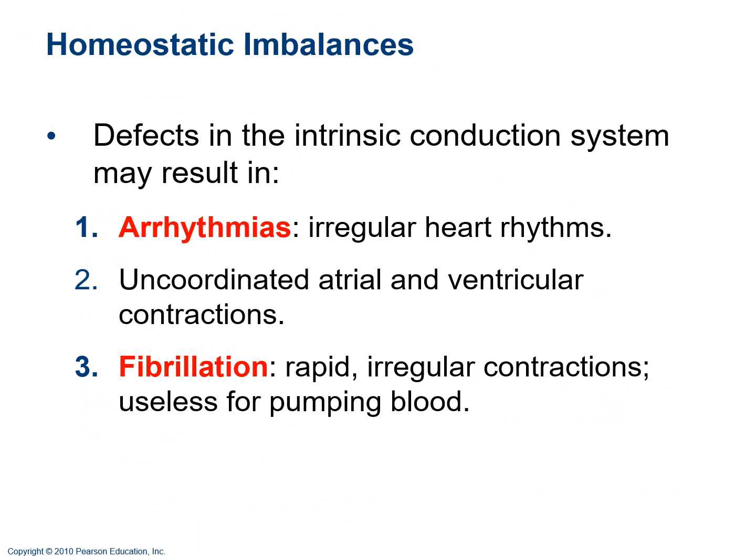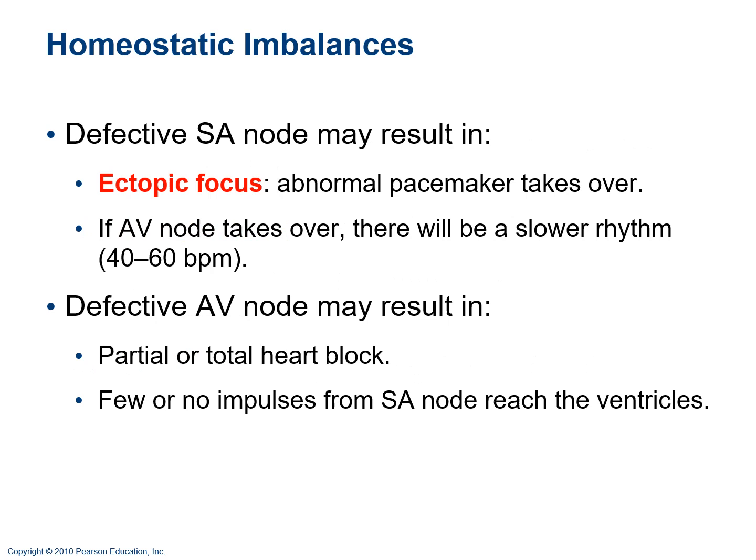Now what happens, as you know, even maybe without having studied this before, we hear with loved ones, with friends, that something happens to their heart rhythm and it can be catastrophic in certain instances. So defects in the intrinsic conduction system of the heart may result in arrhythmias or irregular heart rhythms, uncoordinated atrial and ventricular contractions, and fibrillation, which is rapid irregular contractions of the heart, which becomes useless for pumping blood.